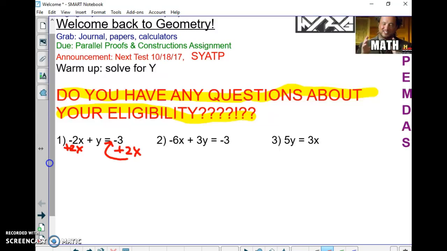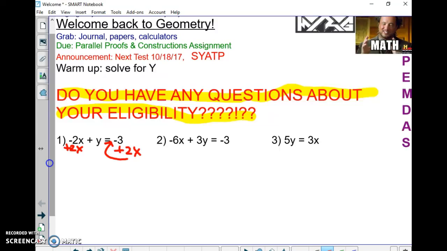Do not, and I cannot say this clear enough, so is everyone listening? Do not add negative 3 plus 2. Because negative 3 is a constant, 2x is a variable. It's like adding apples and oranges. They don't combine. They don't become apple oranges or any kind of crazy hybrid fruit. Doesn't work. You can only combine like terms.